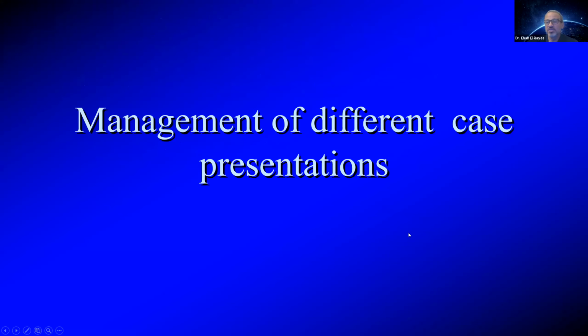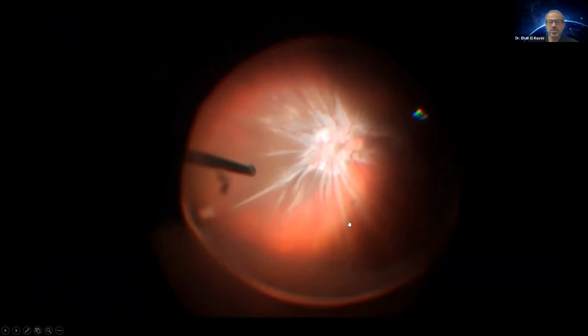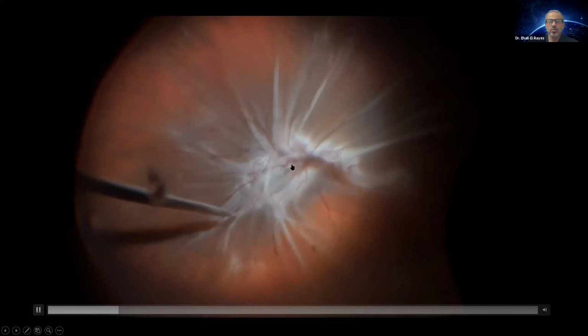Let's see real-life scenarios of cases. This is a case of rhegmatogenous retinal detachment. It was a Stickler, and you can see the amount of proliferation. He's a very high myope, and he has a contracted hyaloid with membranes here.